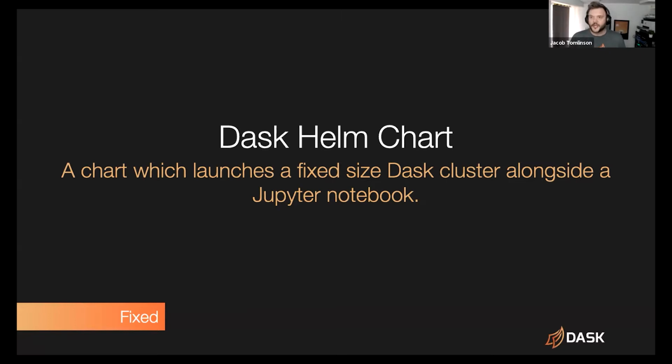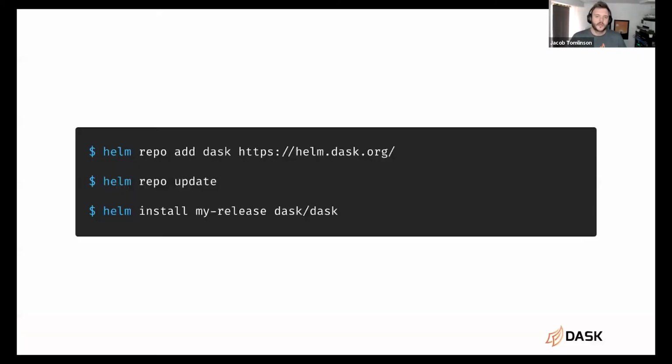So with those two cluster types in mind, the first Kubernetes deployment method I want to talk about is the Dask Helm chart. Now, this is a fixed cluster approach. If you're familiar with Kubernetes and Helm, Helm is a way of deploying a pre-baked application, and it's got all the pieces that you deploy onto Kubernetes. We have an official Dask Helm chart. You can add our Helm repo and pull down the latest release, and then you can just install Dask onto your Kubernetes cluster.